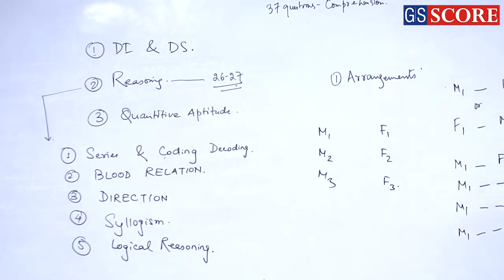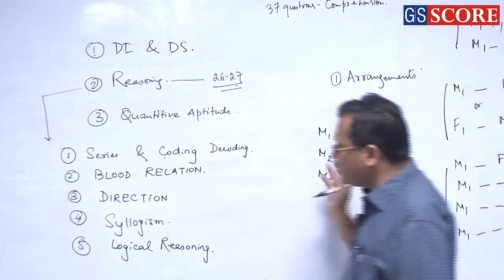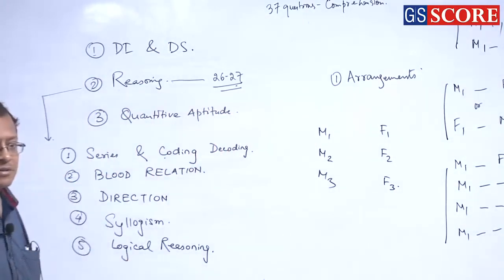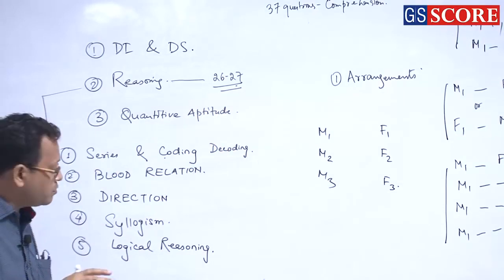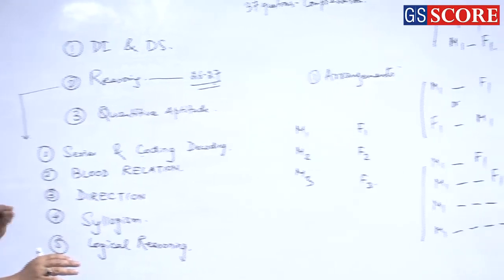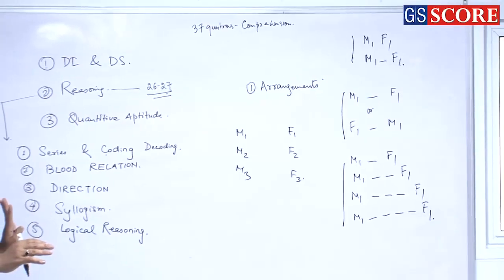There is a gap of at most 1 seat between M1 and F1. So either M1 and F1 will be together, or there is a gap of 1. So you have to see what conditions are given. You will crack these questions only if you see the next and subsequent conditions. Clear? So be very careful with the words which are given in the logical reasoning questions.